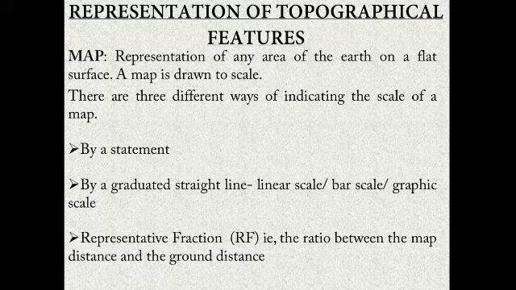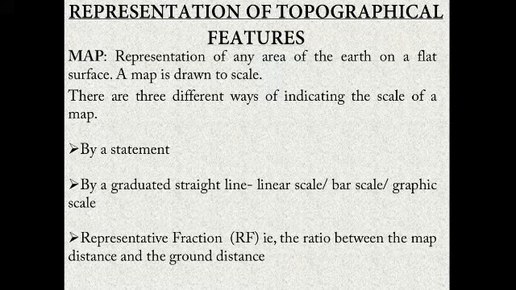There are three different ways of indicating the scale of a map. First one is by a statement, second one by a graduated straight line. It is also known as linear scale, bar scale, or graphic scale. Third one is representative fraction. In representative fraction, the short form is RF. Sometimes they will ask what you mean by RF. Then you have to write the full form. Then the ratio between the map distance and the ground distance. This is meant by representative fraction.